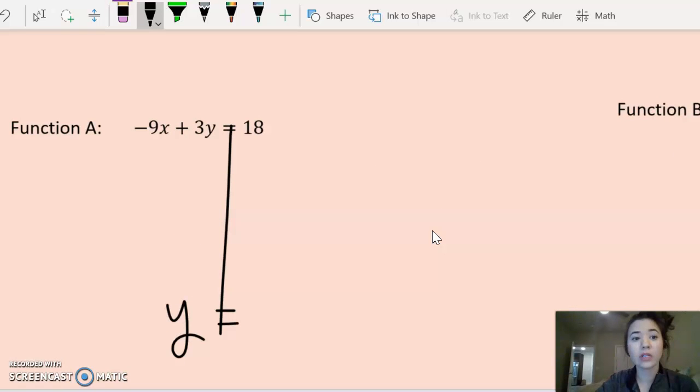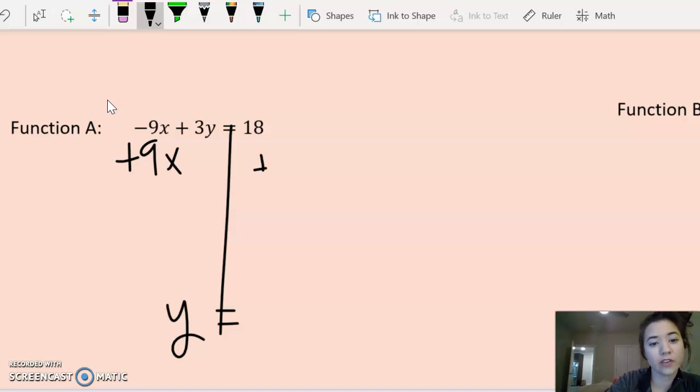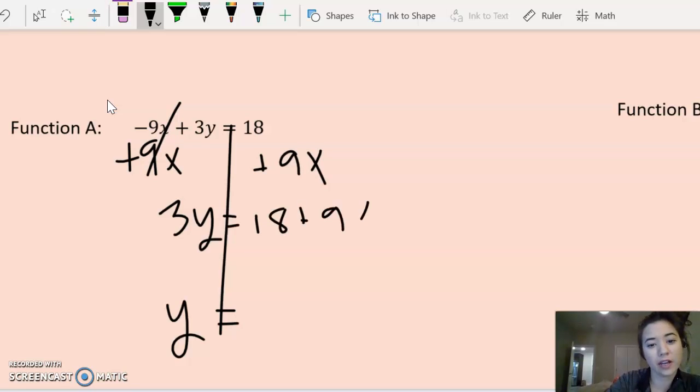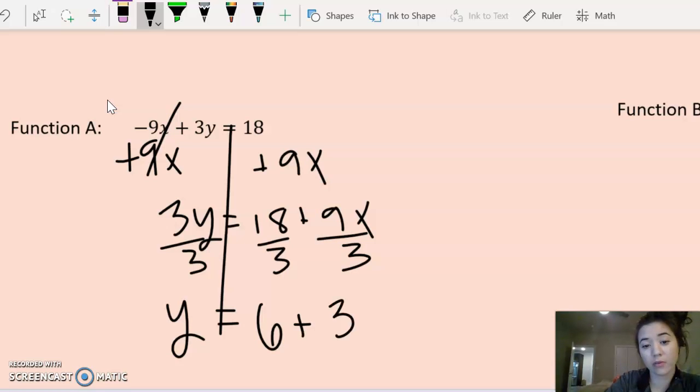So go ahead now, pause me and solve for y, and start doing that by moving the 9x. All right, come back when you're ready. Pause me now. All right, so we add 9x to both sides, and we get 3y equals 18 plus 9x. And then we have 3 times y, so we divide every single thing by 3. 18 divided by 3 is 6. 9 divided by 3 is 3.